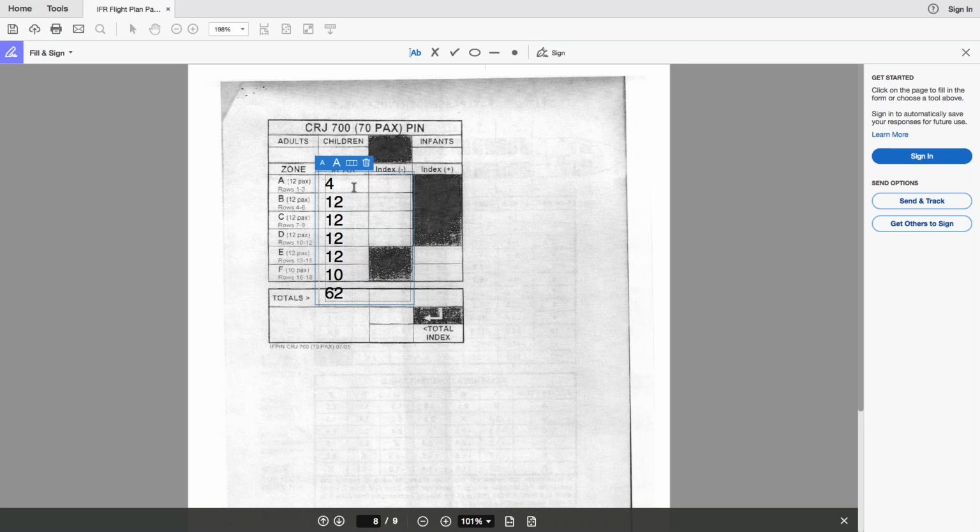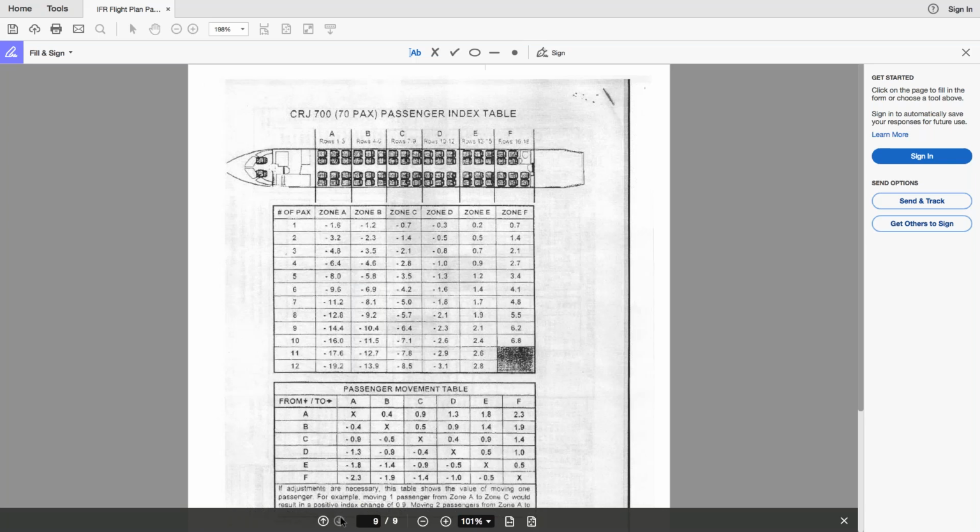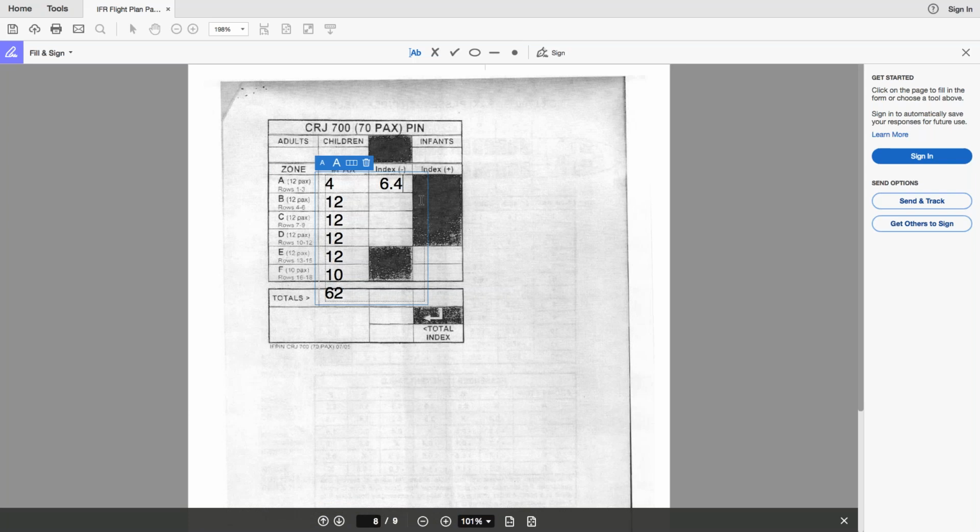Okay. Now we got A is 6.4. Now just to show you guys on the video, this is where we're pulling this. So we just go to 4 in zone A, 6.4. So 6.4, and then just continue down. 13.9, 8.5, 3.1, 2.8, 6.8.